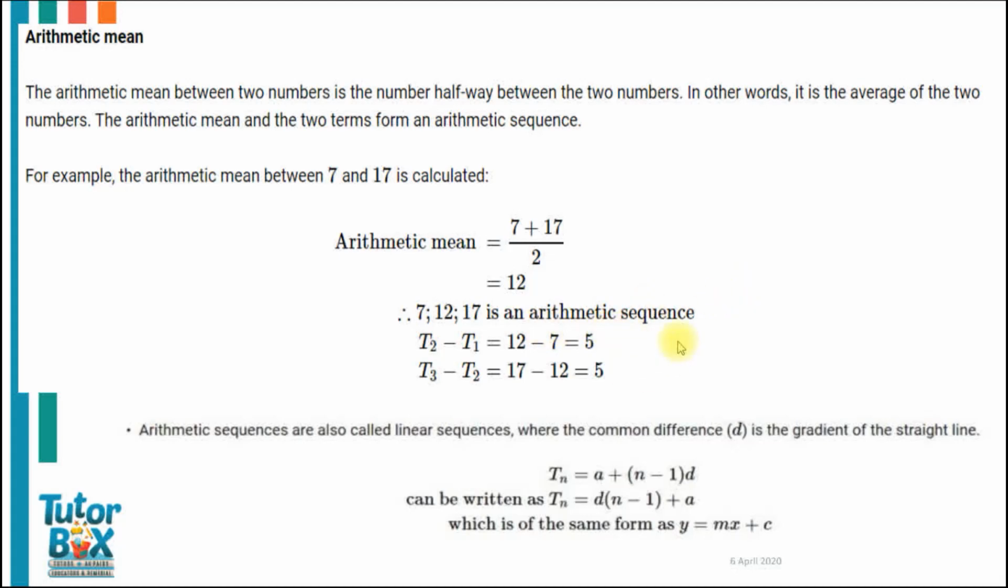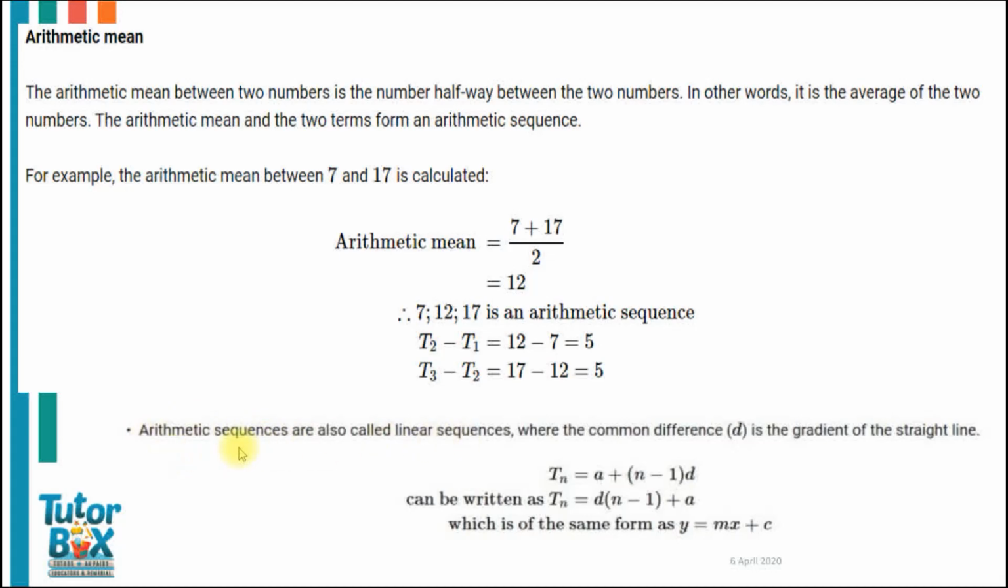Remember, arithmetic sequence, common difference, right? So we have 7, 12, 17. If I look for my common difference, T2 minus T1, I get 12 minus 7, which is 5. T3 minus T2, I get 5. So therefore, this is true. The arithmetic mean and the two terms form an arithmetic sequence.